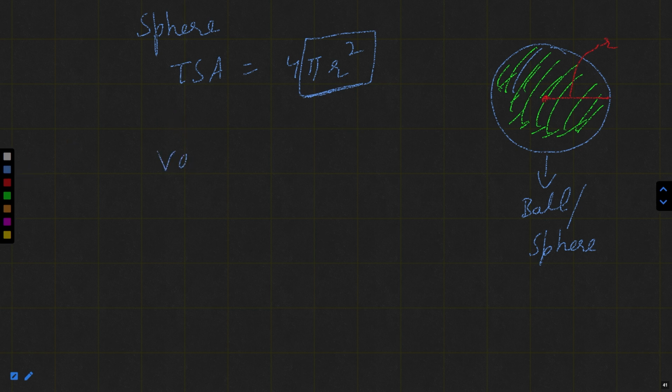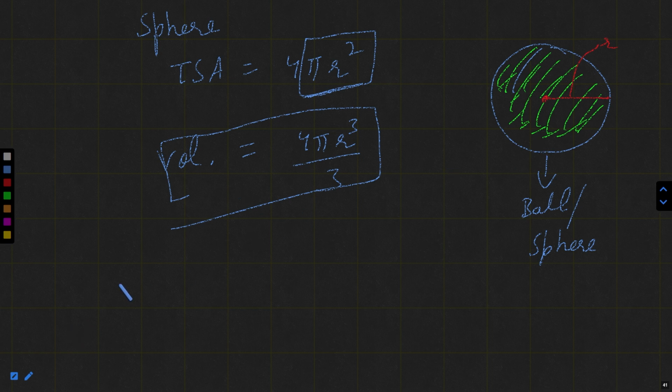Now the volume means how much this sphere can fit in, how much quantity of anything the sphere can fill in itself. So it is the volume, which is 4 pi r cube divided by 3. I hope this is all clear.